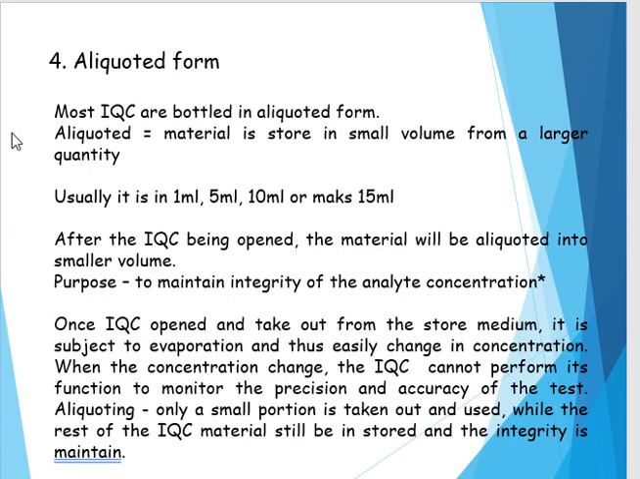Okay, QC also is in aliquoted form. Aliquoted means material is stored in small volumes from a larger quantity. Usually, we can find QC in 1 ml, 5, 10 or maximum 15 ml. It is because after the IQC is opened, the material will be aliquoted into smaller volumes. The purpose is to maintain the integrity of the analyte concentration. Because once IQC is opened and taken out from the storage medium, it is subject to evaporation and thus easily changes in concentration. When the concentration changes, the IQC cannot perform its function to monitor the precision and accuracy of the test. By aliquoting, only a small portion is taken out and used, while the rest of the IQC material stays in storage and its integrity is maintained.